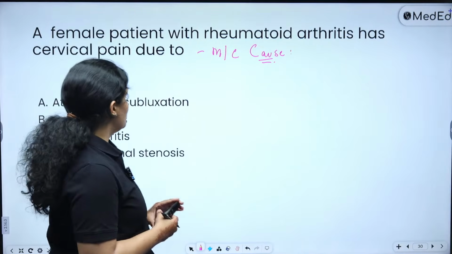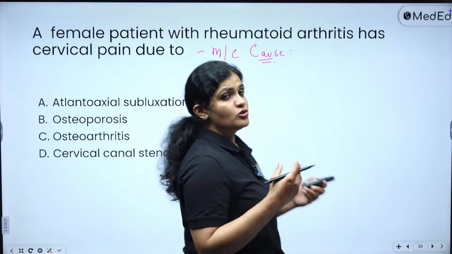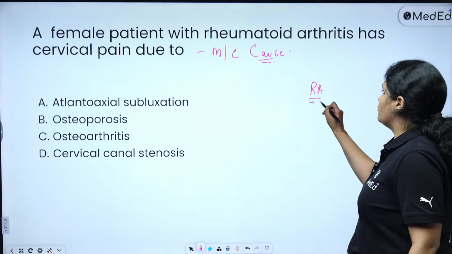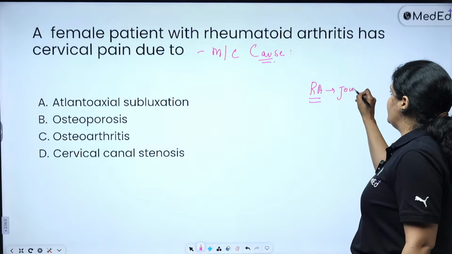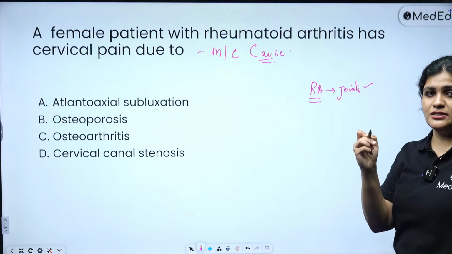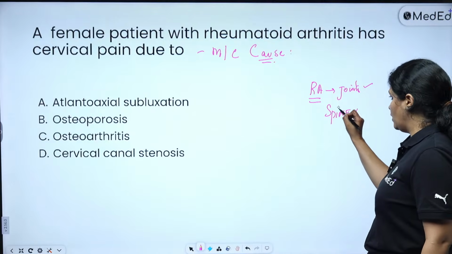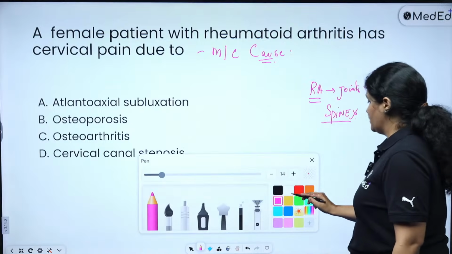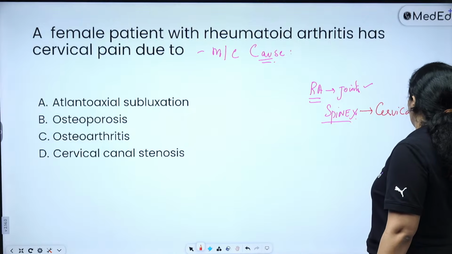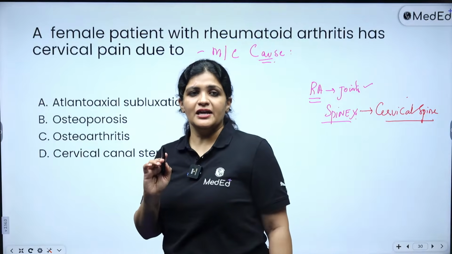Fine. So here the question is, a female patient with rheumatoid arthritis has cervical pain. What could be the most common cause? Whenever we are dealing with rheumatoid arthritis, as I've told you, it is a disease of the joints, with involvement of multiple joints, especially the wrist joints, the MCP joints, the PIP joints. But it usually does not involve the spine. In the spine, most commonly it only involves the cervical spine. Otherwise, rheumatoid arthritis will not touch any other spine.